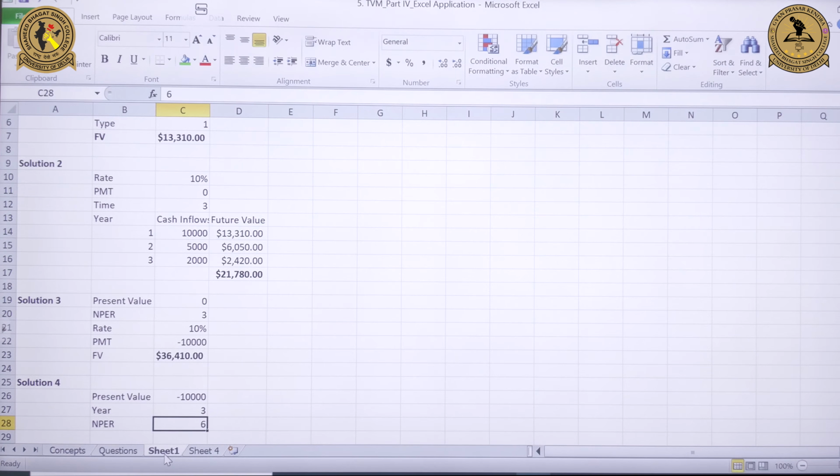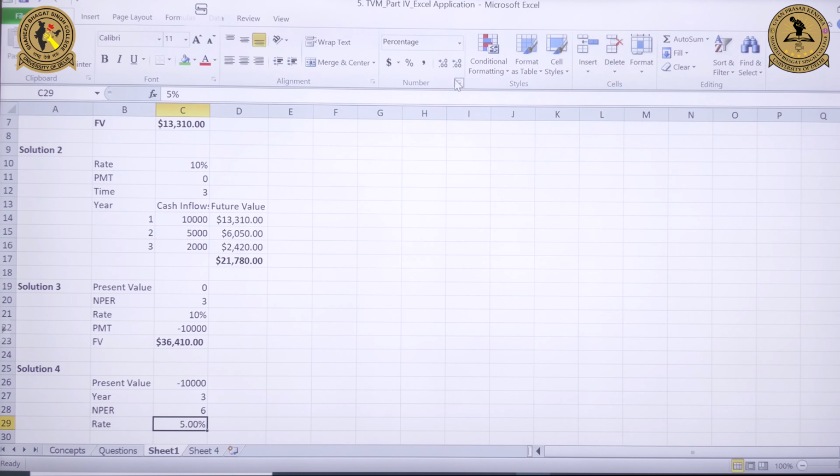How have we calculated this NPER? We are saying the compounding is being made semi-annually. So again 3 multiplied by 2, which comes out to be 6. If we say the compounding is being made quarterly, then it would be 3 years multiplied by 4, that would be 12. Rate in this case is 5%.